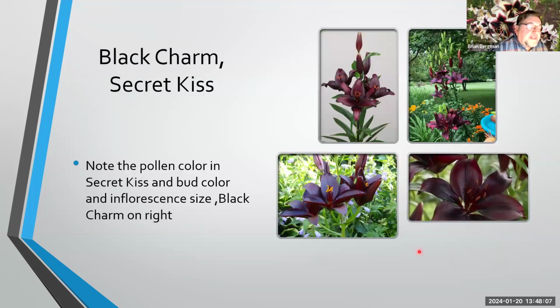And then we have Black Charm and Secret Kiss. They both came out at the same time, but Black Charm was a better grower, and that's the one on the right. And you see the size of the inflorescence. Look at that. Isn't that amazing? But look at the color of the buds too. They're not as dark colored further up as Secret Kiss. With Secret Kiss, look at the color of the anthers. See how orange the anthers are, and that's the big difference between the two of them.